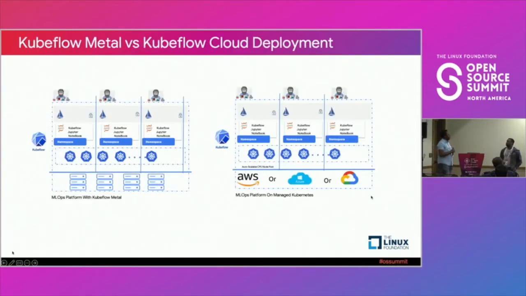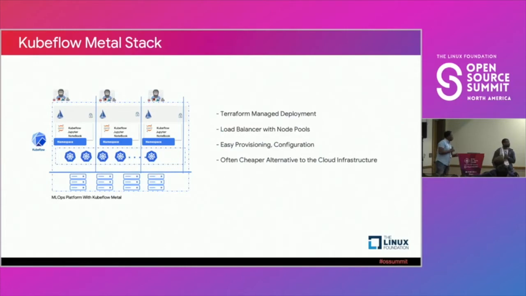So on a high level, this is how the architecture looks. What we've done is basically replace the underlying managed infrastructure that you normally get from AWS, Azure, or Google. With the aid of Terraform, we can provision the underlying infrastructure, and you have your Kubernetes environment similar to what you have in the cloud environment. So everything is managed by Terraform.